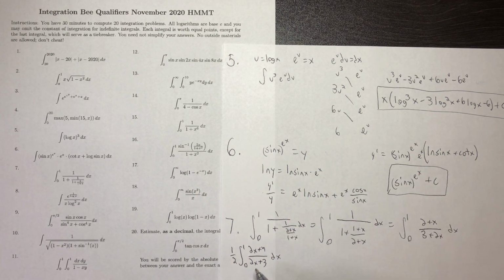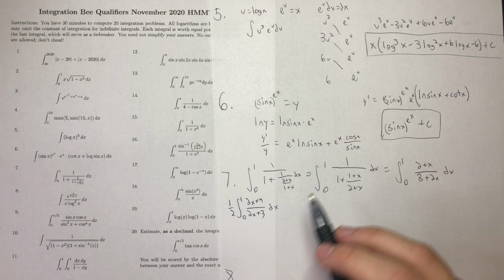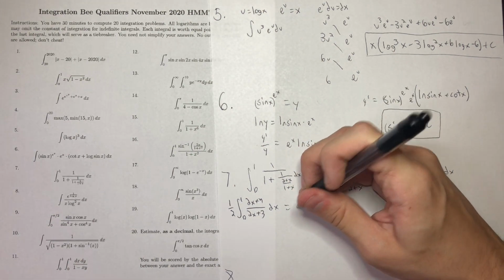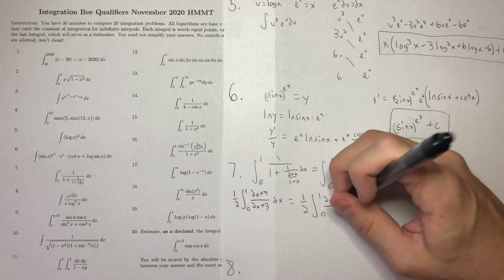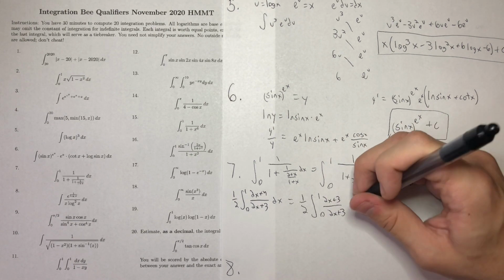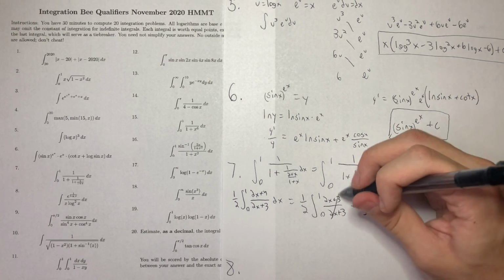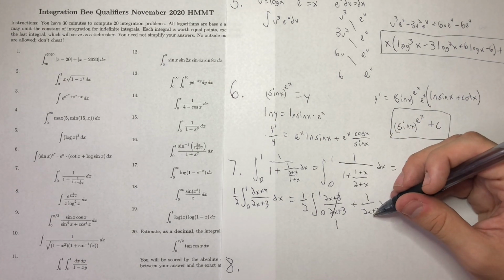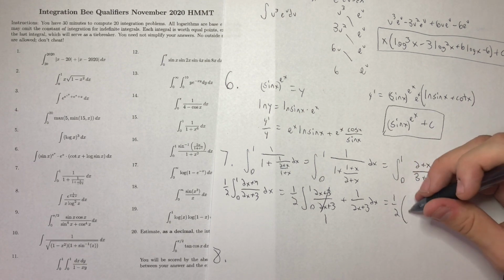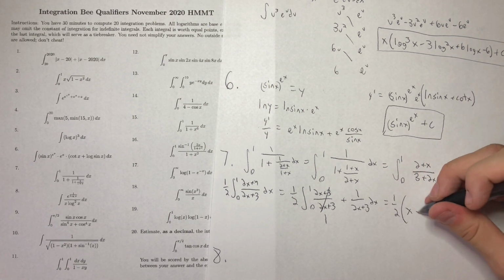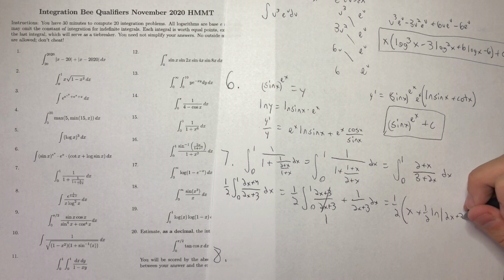And now the reason I wanted to do this is because we can separate this into a 2x plus 3 and a 1. And when we do that, we have the integral from 0 to 1 of 2x plus 3 over 2x plus 3 plus 1 over 2x plus 3 dx. Now this first part will cancel, giving us a 1, and the second part we can integrate using natural log. So integrating, we have a 1/2 times, integrating 1 we get x, plus 1/2 natural log of the absolute value of 2x plus 3, and that's our integral.